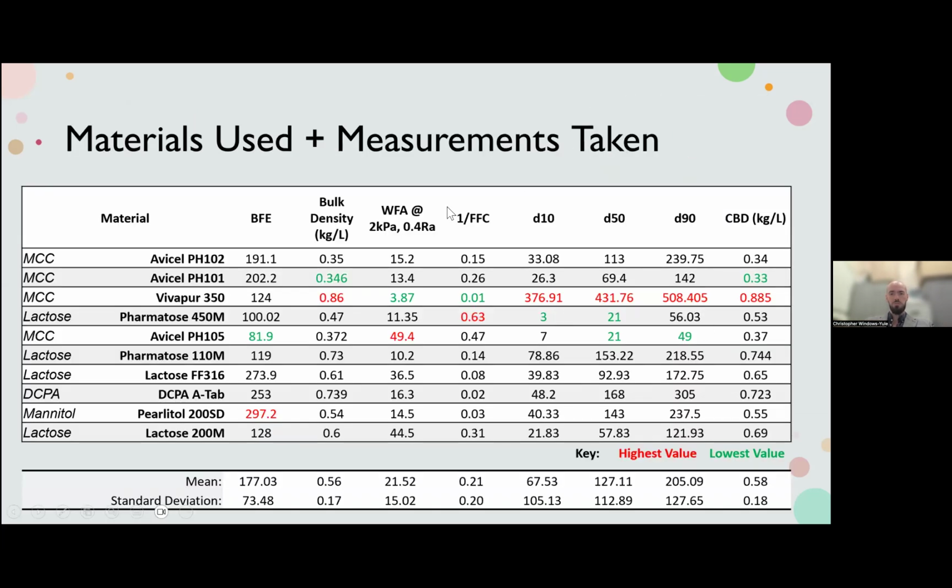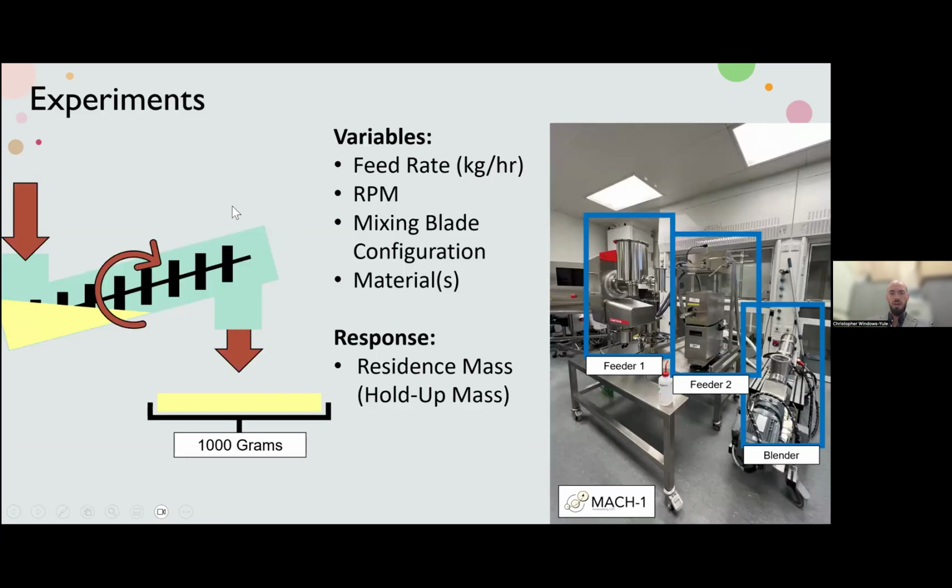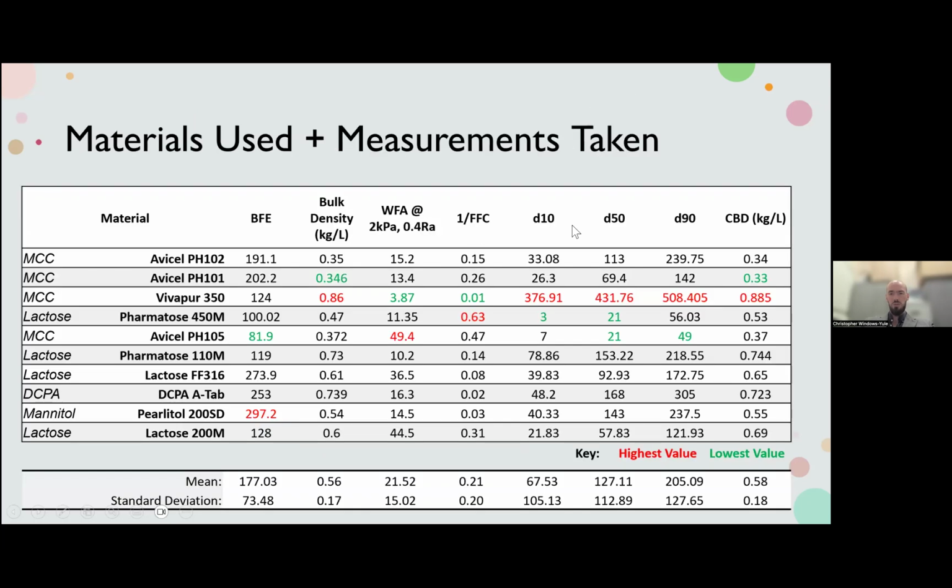And this is knocking on the door of big data, because as I said, notionally we've only got 4 variables, but in actual fact we've got nearer 10, indeed more than 10, because of the material properties. We've got basic flowability energy, which we've used the FT4 rheometer for, we've got bulk density, the wall friction angle, the D10, the D50, the D90, and the conditioned bulk density. Again, it doesn't matter for the moment if you're unfamiliar with these measurements, but the point is we have a significant data set here that we want to try and condense down into a simple, meaningful set of measurements.